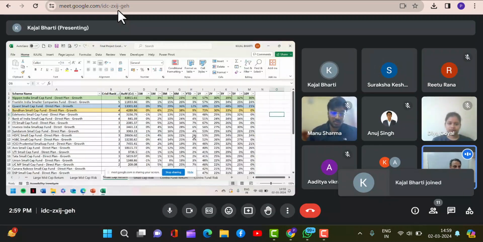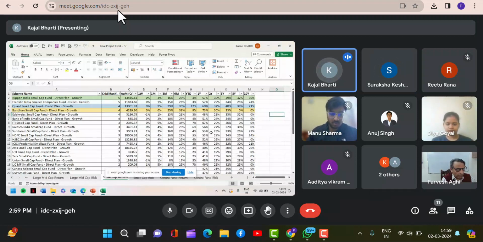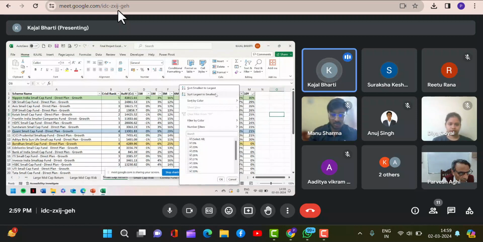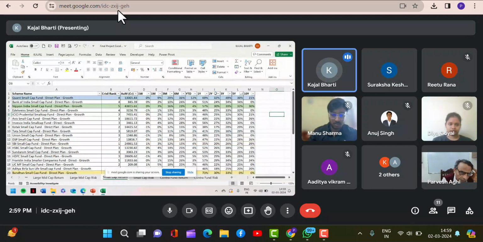Go ahead. So what I was able to understand in this small cap return was that in the 10-year time period, Nippon was giving 30% as the return, followed by SBI and Axis. However, when I moved to the 5-year time period, it was Quant, which was giving 39% as the return in the 5th year, 48% in the 3rd year, and 32% in the 2nd year as well.